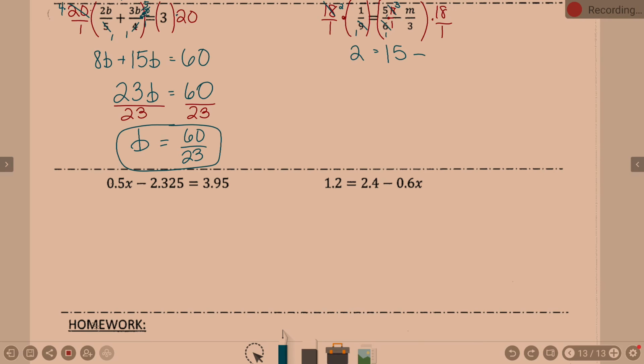And then m over 3 times 18 over 3. Well, same thing, guys. What's 3 divided by itself? 3 divided by 3 is 1. So then I do 18 divided by 3. What's 18 divided by 3?